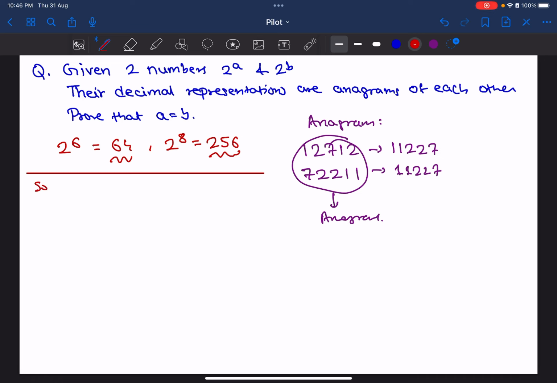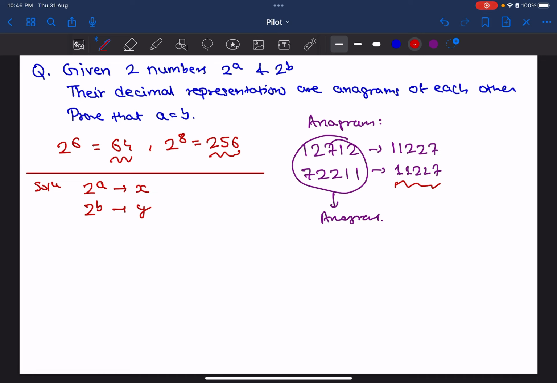Okay, so here's the solution. Assume that we have the condition 2^a and 2^b. So 2^a is x, 2^b is y. What you can say here is that x and y are anagrams of each other. Since x and y are anagrams of each other, they also must have the same digits, right? If you see here, 11227 and 11227, both of them have the same digits actually.